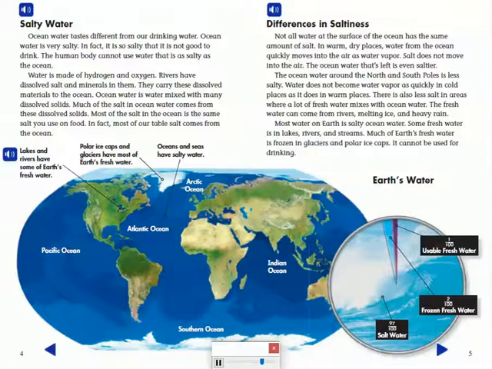Most water on Earth is salty ocean water. Some fresh water is in lakes, rivers, and streams. Much of Earth's fresh water is frozen in glaciers and polar ice caps. It cannot be used for drinking.